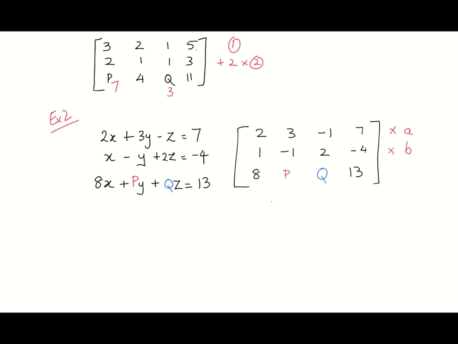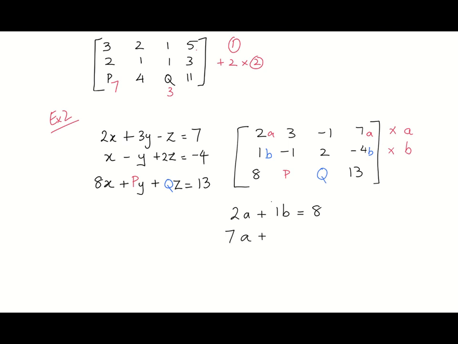So now, this is the part that might be a bit of a mind blow for you guys, but have a look anyway. What I can say is, I know that 2 times A plus 1 times B would equal 8. Would you guys agree with that? Yes. So I'm going to write that down: 2a plus 1b equals 8. Now I can do the same for the last column here. So I can do 7a plus negative 4b should equal 13.